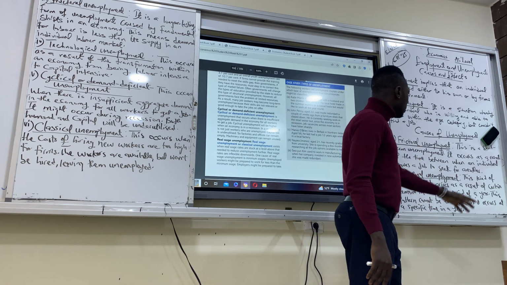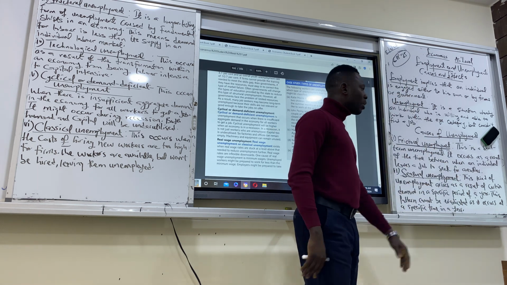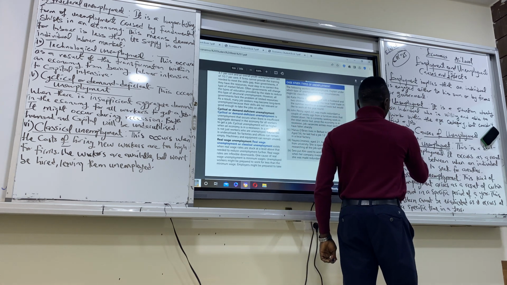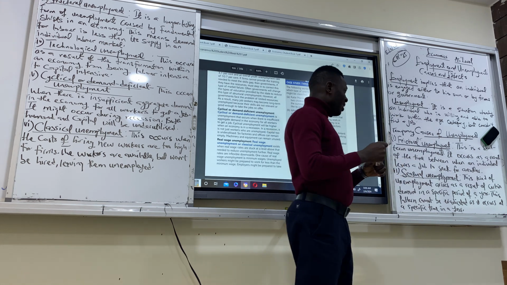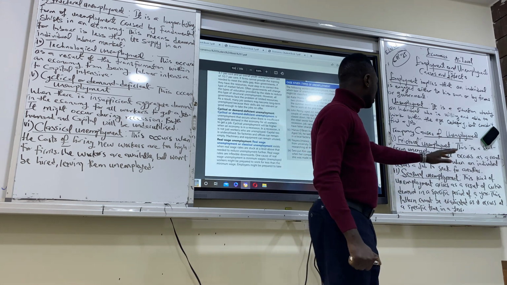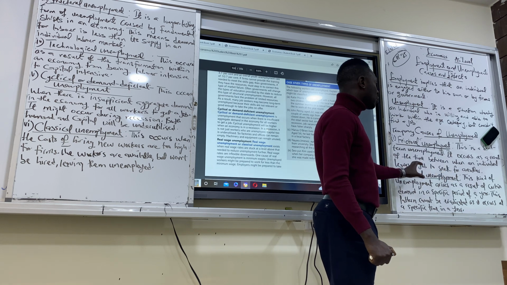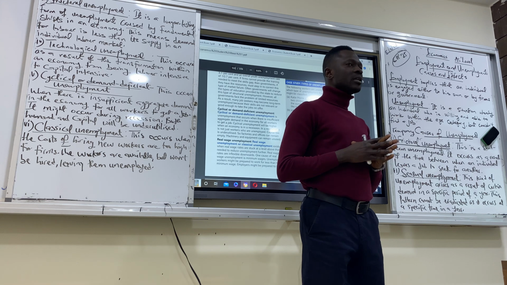So we go to causes of unemployment. There are different causes of unemployment. We're going to start with frictional. We call it frictional or temporary. Temporary unemployment is a short-term unemployment. It occurs as a result of the time between when an individual leaves a job to seek for another. So we call it temporary or frictional.